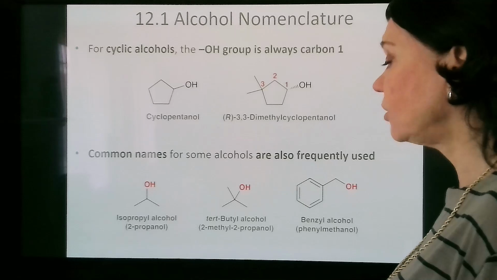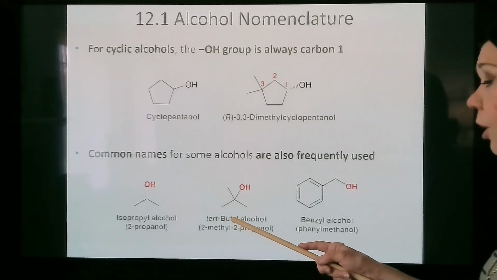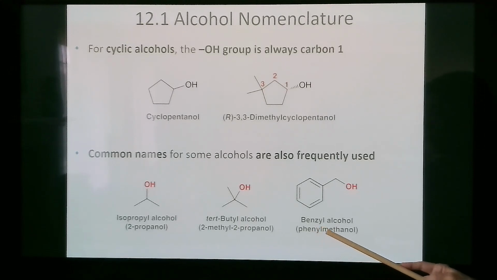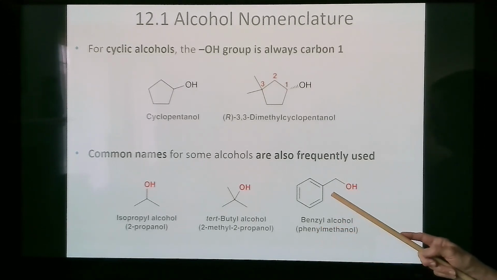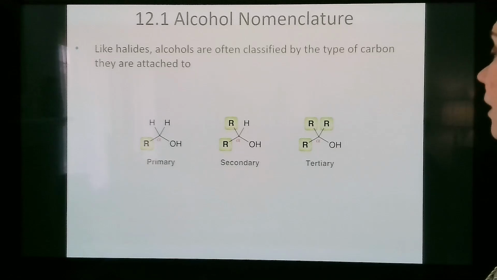Common names for some alcohols are also frequently used. So 2-propanol is isopropyl alcohol. 2-methyl-2-propanol is tert-butanol. And phenylmethanol is benzyl alcohol. So you'll need to learn both of the names in those cases.